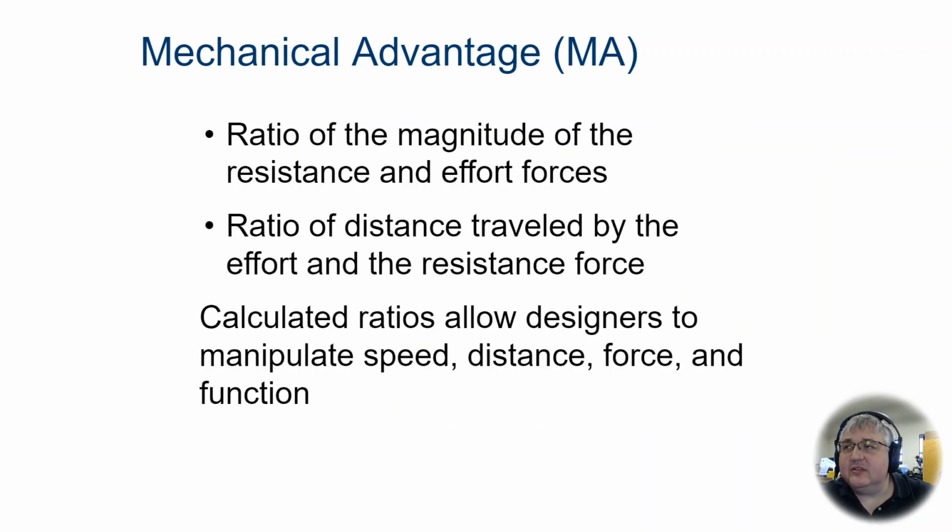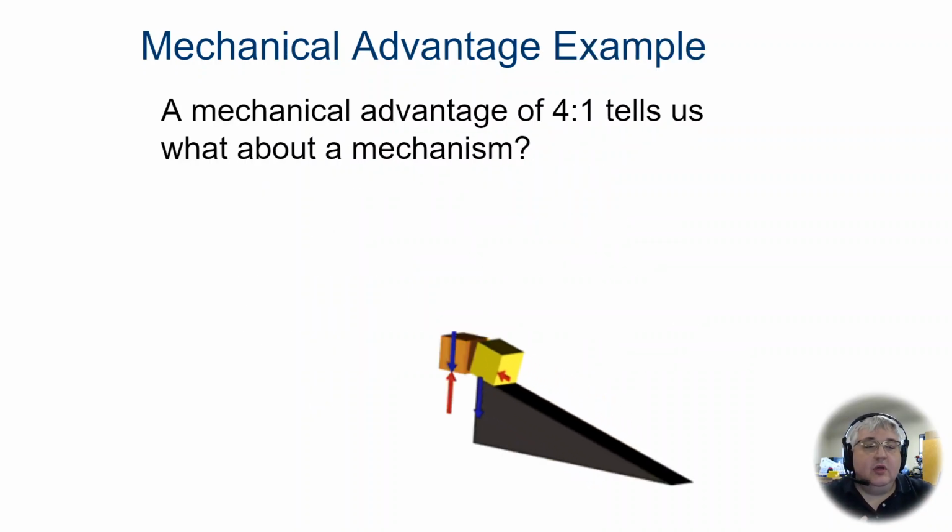So this won't be nearly as long, but we will continue to work through it. All right, so again, review on mechanical advantage. Mechanical advantage is the ratio of the magnitude of the resistance and the effort forces, or the distance traveled by the effort and the resistance force. We calculate these so we can manipulate our speed, the distance that we travel, the force that we need to use, and really change the function. And remember, all of these simple machines are so we can do work.